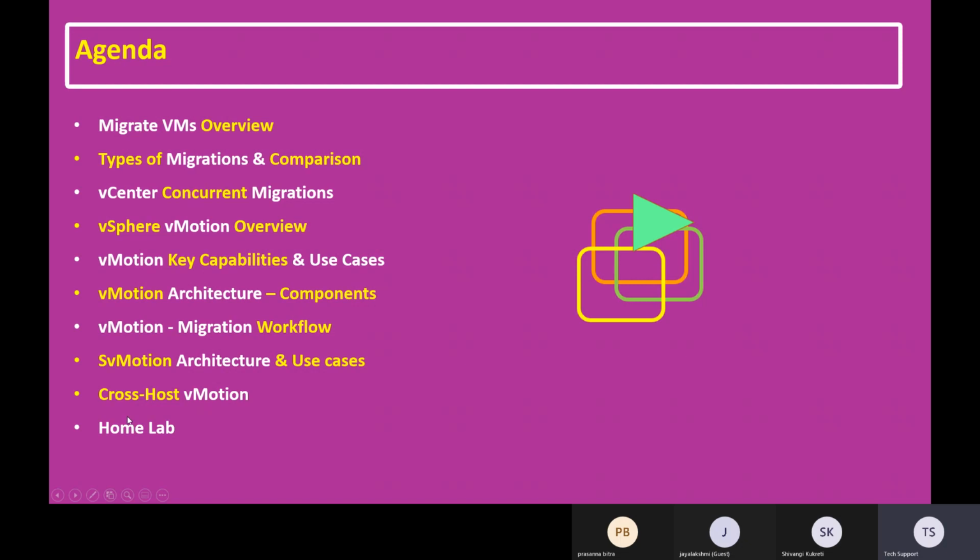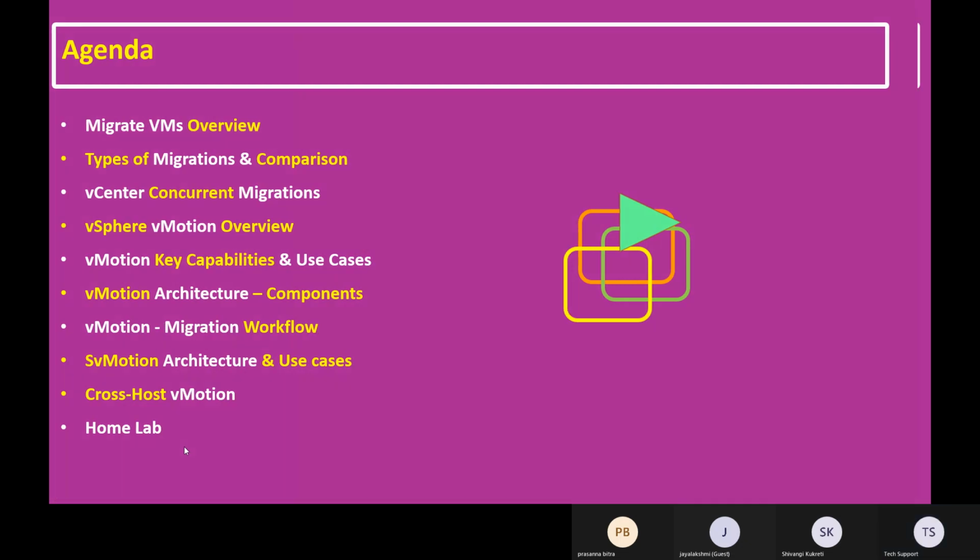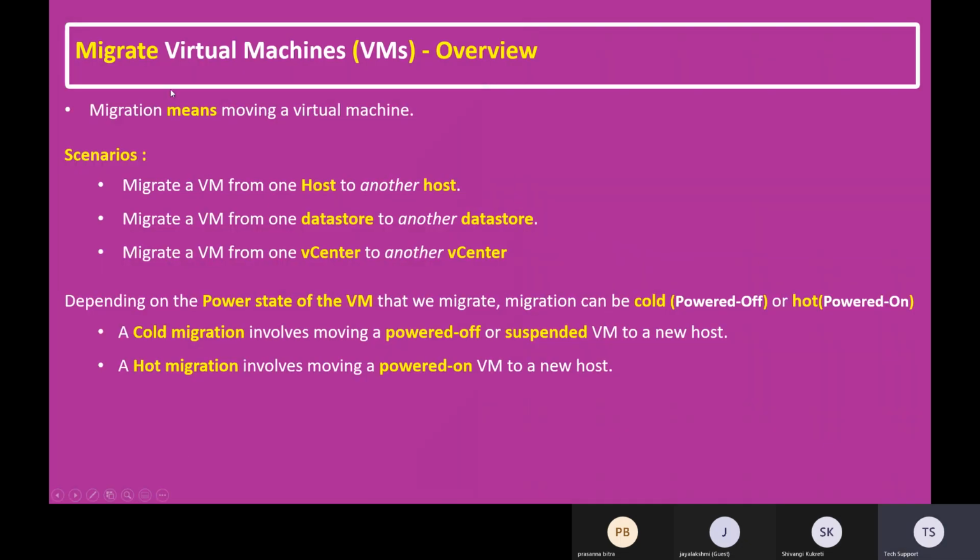Okay, all these concepts we'll verify in our home lab. And migrate virtual machines overview. Migration means moving a virtual machine, and there are multiple scenarios to migrate the virtual machine. Migrate a VM from one host to another host, and migrate a VM from one data store to another data store. And we can also migrate a VM from one vCenter to another vCenter.